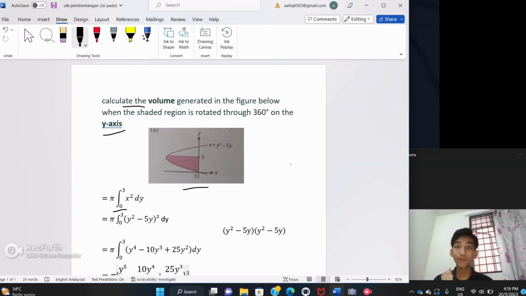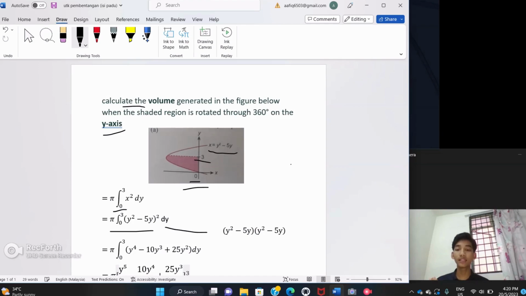How did I get this maximum point and minimum point? All you need to do is take it from the figure, that 3 and 0 there. For the next step, substitute x power of 2 to become y power of 2 minus 5y. This will become our new equation, which is pi integrate 3, 0, open bracket y power of 2 minus 5y close bracket power of 2 dy.